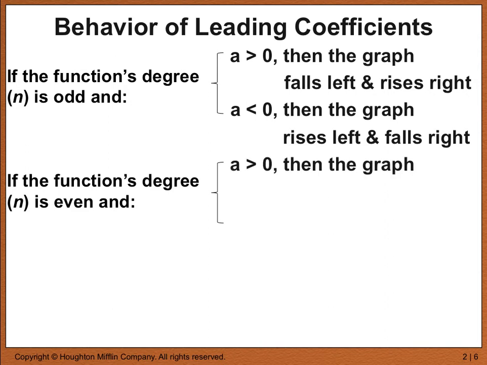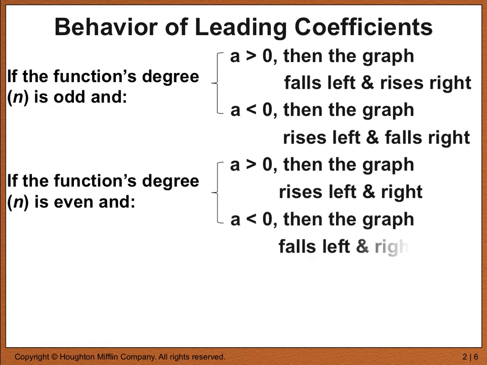If the function's degree n is even and a is greater than 0, then the graph rises left and right. We saw that in the previous screen when we were looking at the monomials x squared and x to the fourth. Those degrees were even, and a was positive 1. And we saw that the graphs for both rose left and right. That's how function graphs behave when a is greater than 0 and n is even.